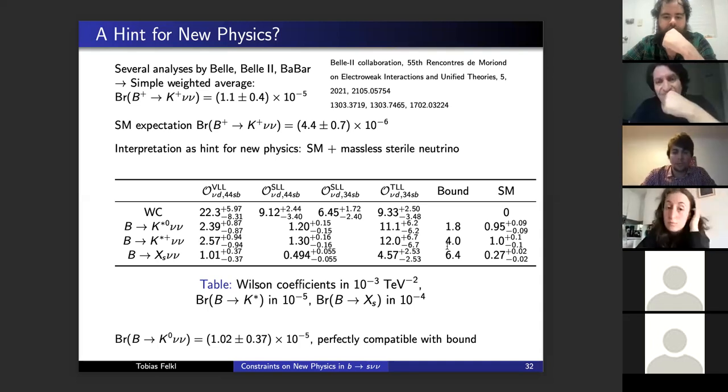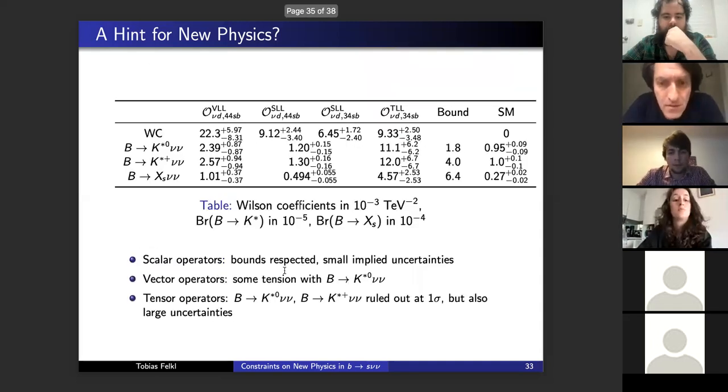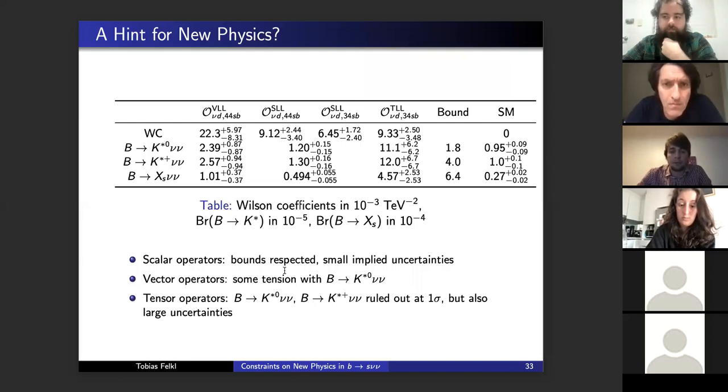And we of course need more data and more experimental results to clarify it, but currently it looks like scalar operators could be an explanation for that. But yeah, it's very tentative, very preliminary.